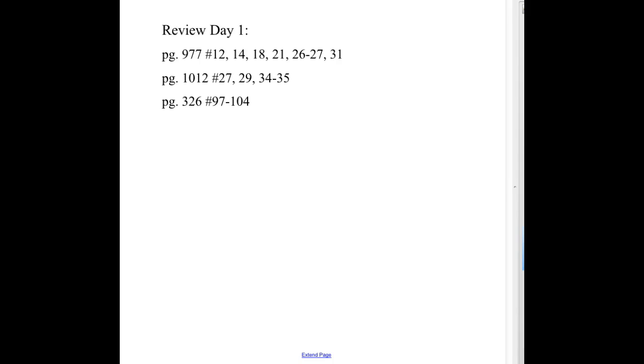All right, so for homework today, you are going to look at reviewing parabolas and circles and the distance and midpoint formula. It is kind of spread out throughout the chapters, so make note of the pages and which questions you are working on.